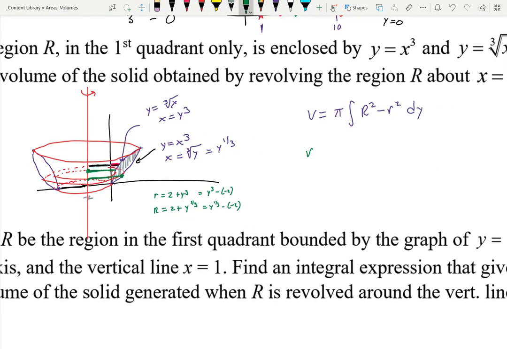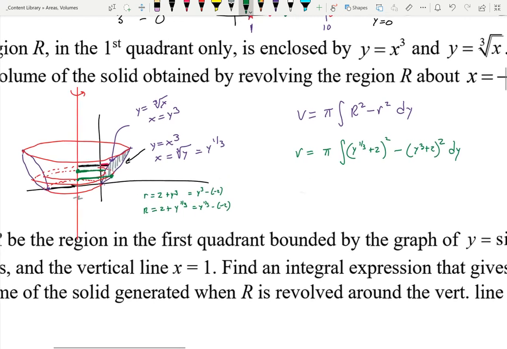We are going to need limits of integration. Outer radius is y to the 1/3 plus 2. We'll go ahead and square that. And inner radius is y cubed plus 2. Square that. Integral with respect to y. Now we need limits of integration.